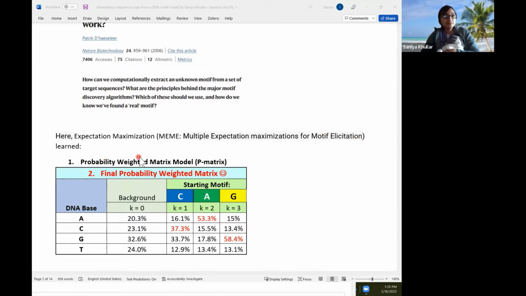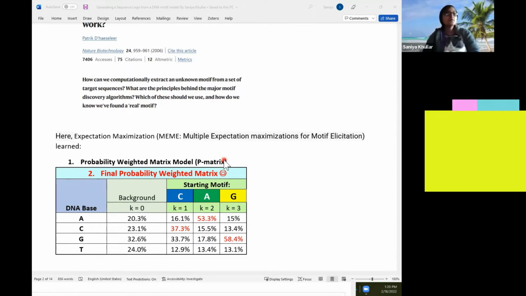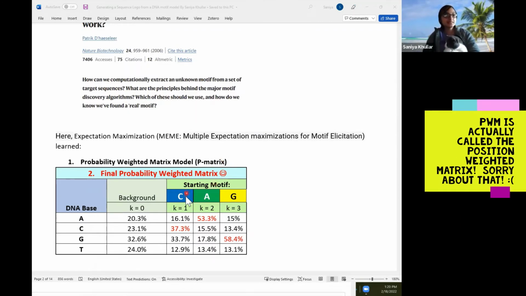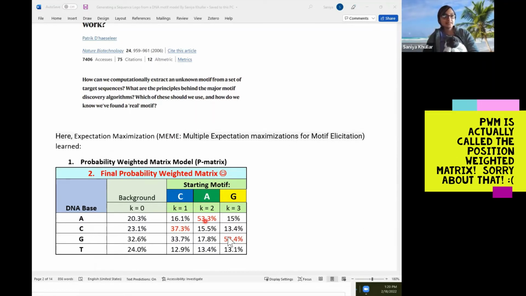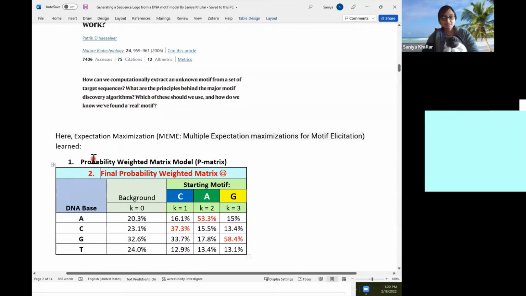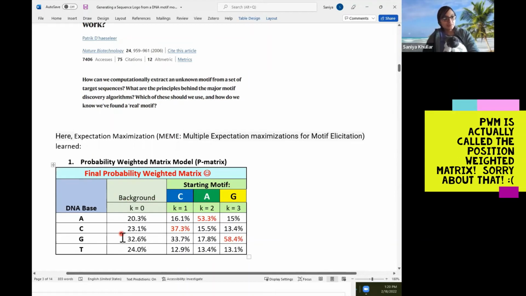learned a position weight matrix model, the P matrix, which is basically telling us that the optimal motif that I talked about was CAG. We selected it again because it had the highest probability here as well. But the position weight matrix basically has a background, which is the non-motif positions, and it also has the motif positions. This part is for the motif, and this part is for the background.